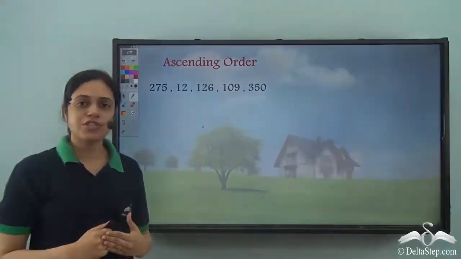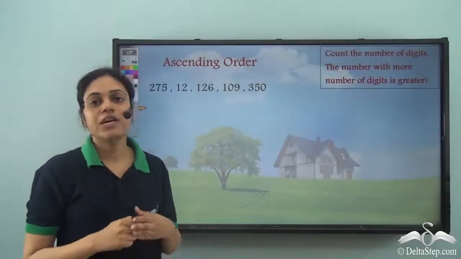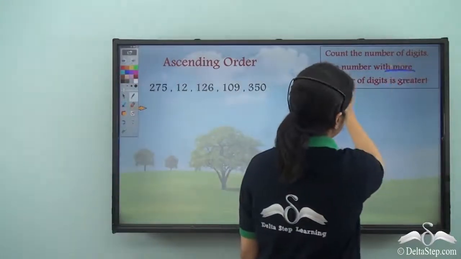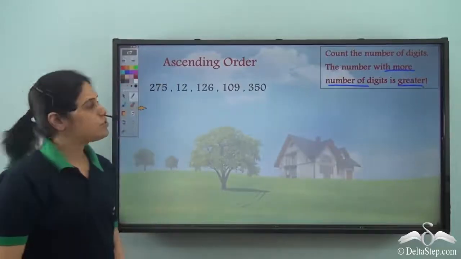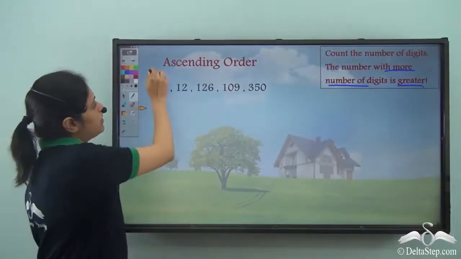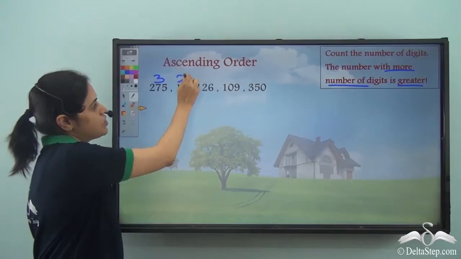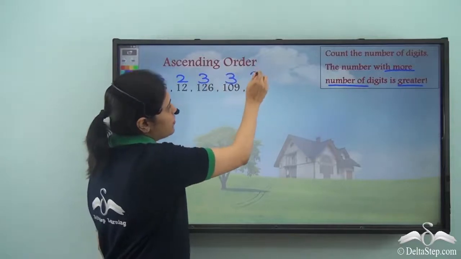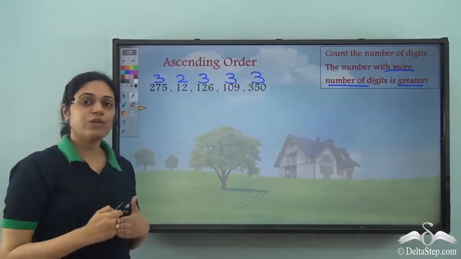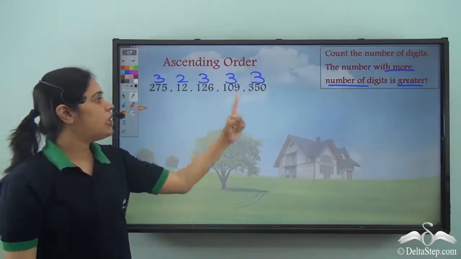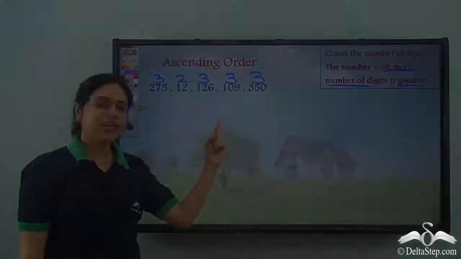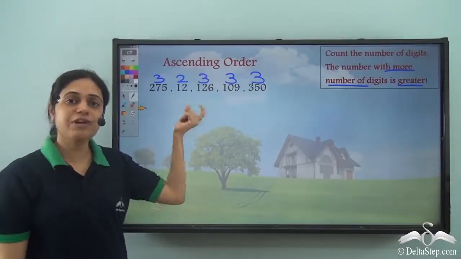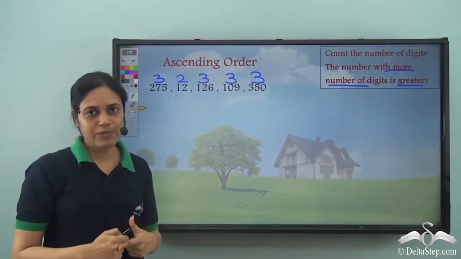So what was the first trick? The first trick was count the number of digits. The number with more number of digits is greater. So let's count the number of digits. This has 3 digits. This has 2 digits. This has 3 digits. 3 digits. 3 digits. So the number with more number of digits, that is all the 3-digit numbers, will be greater than the 2-digit number. So the 2-digit number, which is 12, will be smaller than all the 3-digit numbers.